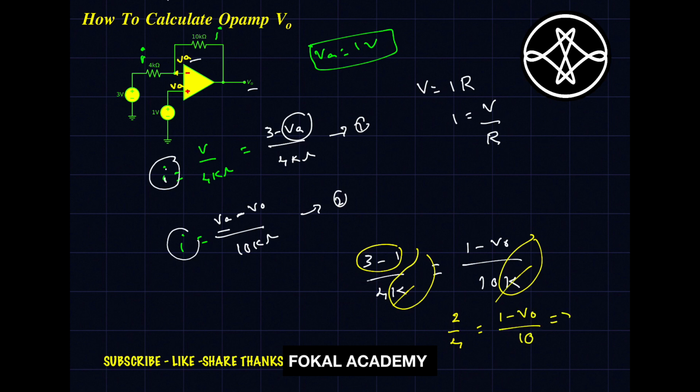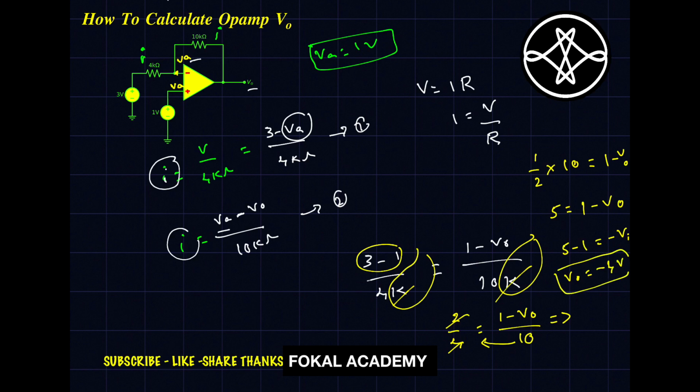Bring 10 to the left hand side. It becomes 1 by 2 into 10, that's equal to 1 minus V0. From this we get 5 equal to 1 minus V0. So 5 minus 1 is nothing but minus V0. So V0 equal to minus 4 volts. This is the output voltage for the given problem, and this is the process of simplification.